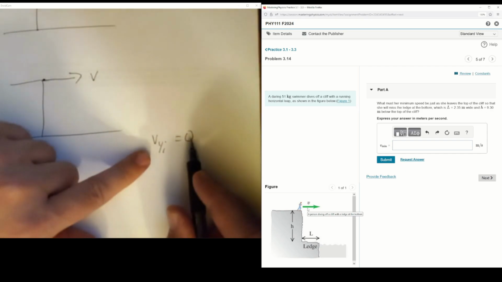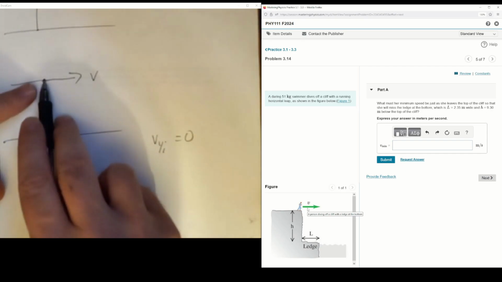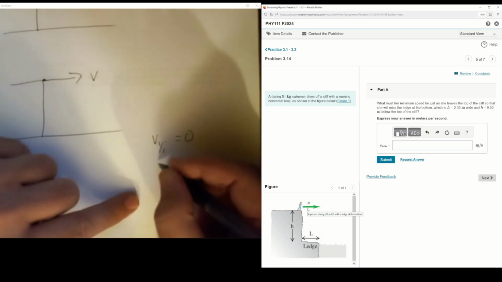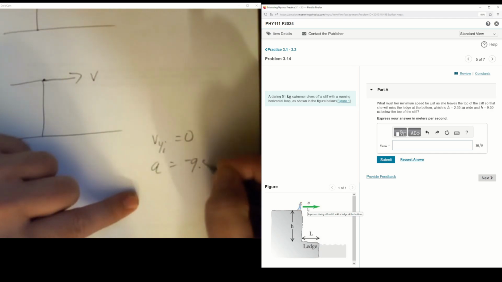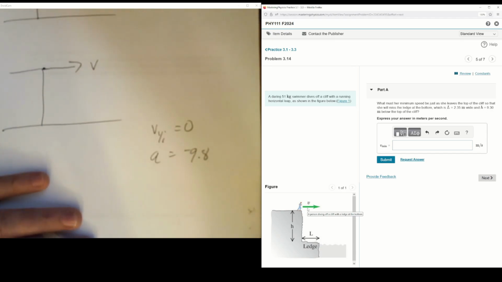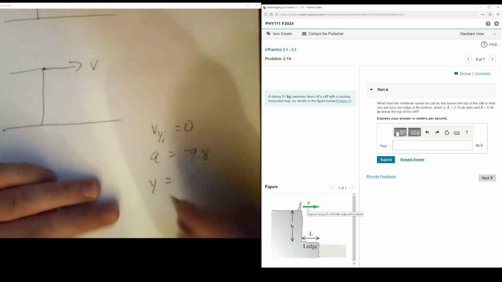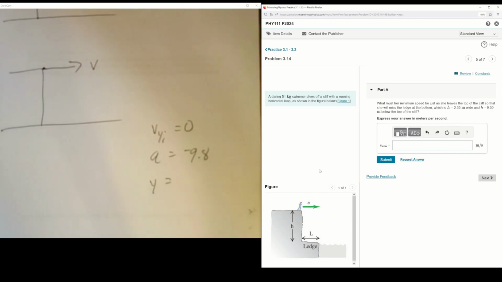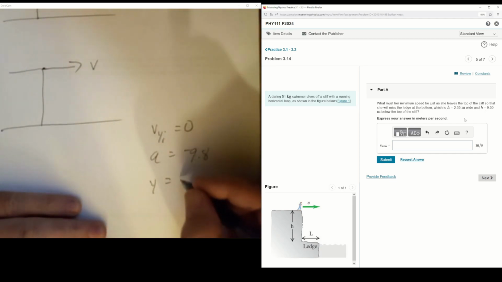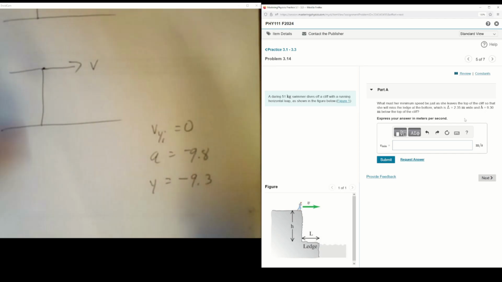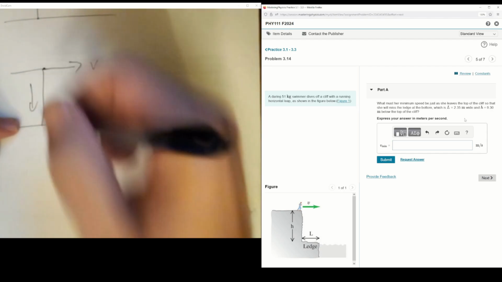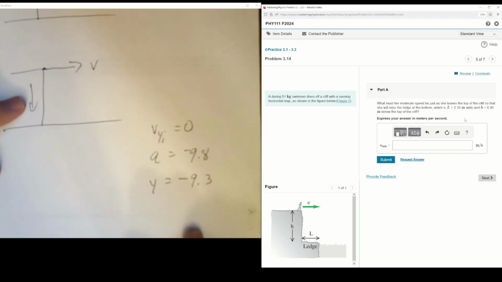So we got some info. We know her initial velocity in the y direction is 0 because she's going to magically just jump to the right. We know the acceleration is due to gravity, minus 9.8. And we also know she's going to go through a displacement. And what is the height? The height here is 9.3.